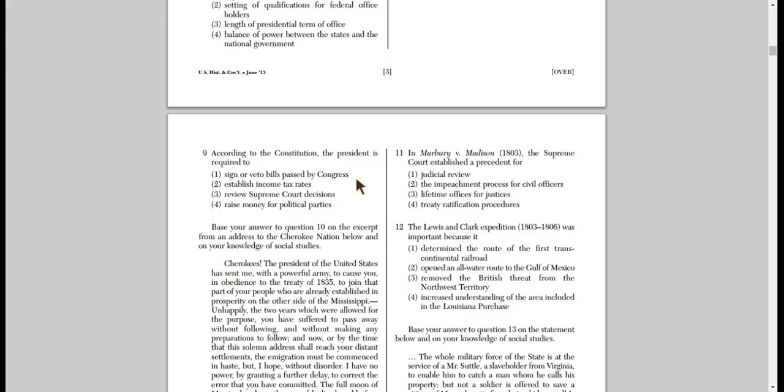And then review Supreme Court decisions. He doesn't get to do that. That's not part of his job. And then raise money for political parties. It doesn't say that in the Constitution, and the question says according to the Constitution, because the Constitution doesn't even mention political parties, so that can't be the answer.